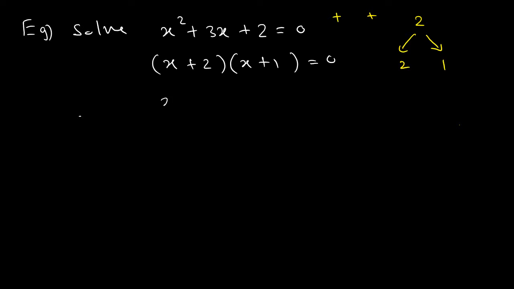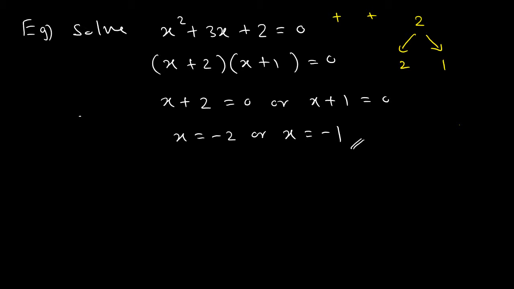So we're going to say x plus 2 equals 0, or x plus 1 equal to 0. This is very easy to solve. You're going to add -2 to both sides. So x equals -2, or x equals -1. So this gives the solution.